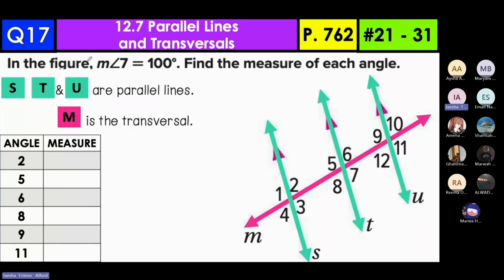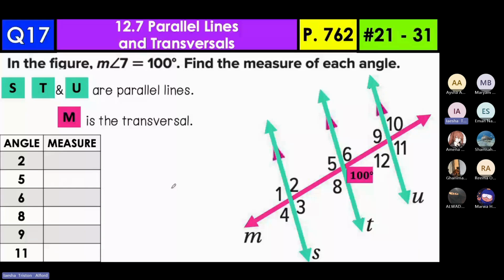In the writing, it says the measure of angle 7 is 100 degrees. Your job is to find the measure of all the angles. Maybe they're going to ask you for specific ones. So they want to know specifically what is angle 2, 5, 6, 8, 9, and 11. But for yourself, fill out the whole thing so that you are sure about everything.